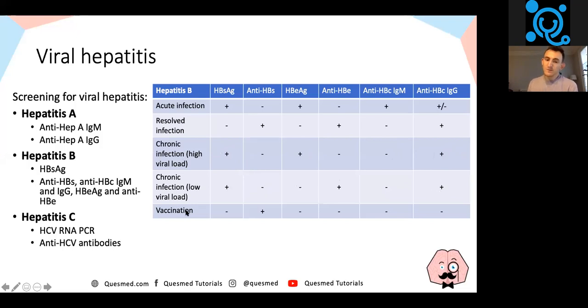In vaccinated people, because we vaccinate with the surface antigen, you only have antibodies to the surface antigen. You don't have any other antibodies when you're vaccinated. So if someone only has the hepatitis B surface antibody, then you know they've previously been vaccinated instead of previously been infected.